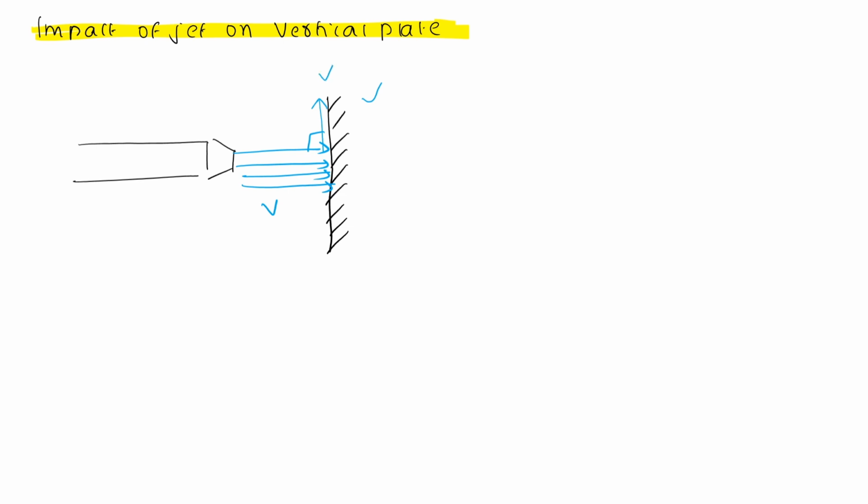So we have to find the impact of jet. Impact of jet means how much force the jet of water exerts on this vertical plate. In order to find the force exerted by this jet, we have to find in which direction the jet is kept, or in which direction the jet of water is being ejected. It is in the x direction. That means we have to find the force in the x direction.